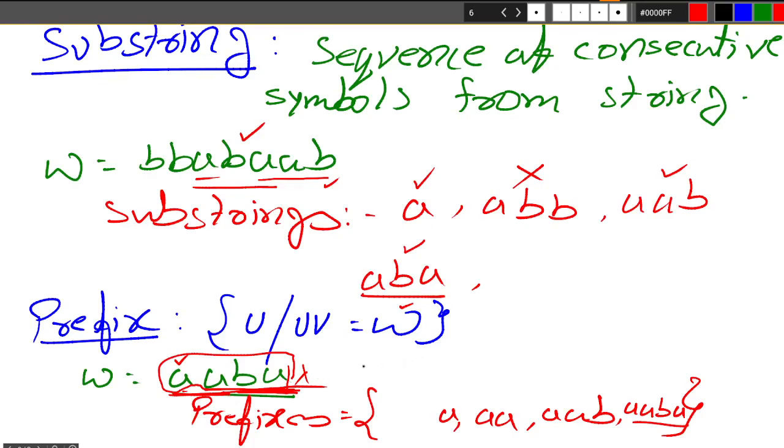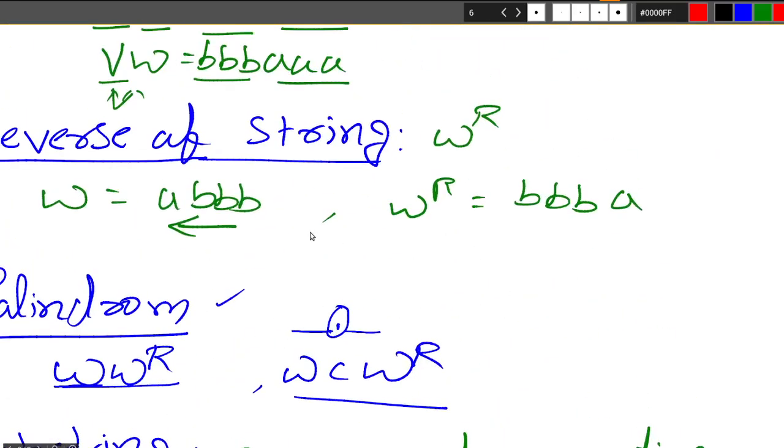If you take the whole string as a substring, AABA, then for this substring lambda is a prefix, right? So you can write here lambda. This is also a possible prefix. Now let me tell you about suffix, right? Suffix is similar to the prefix.